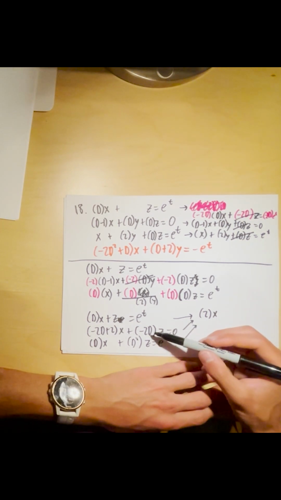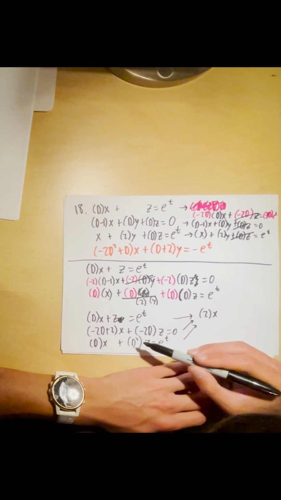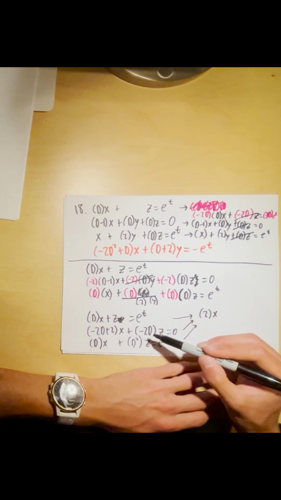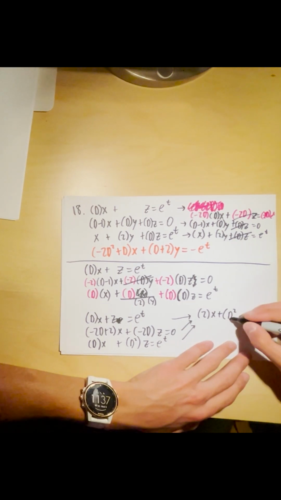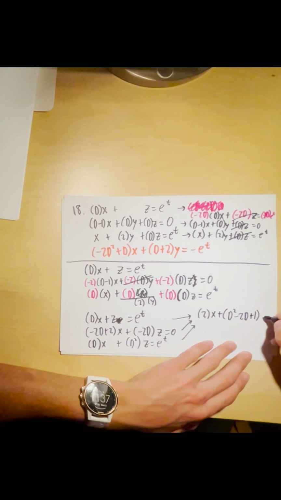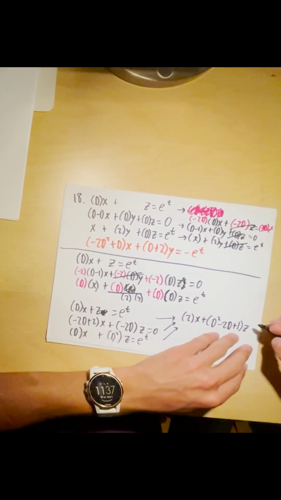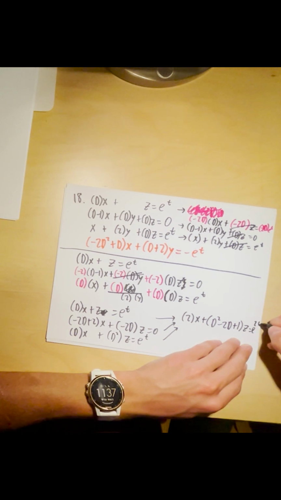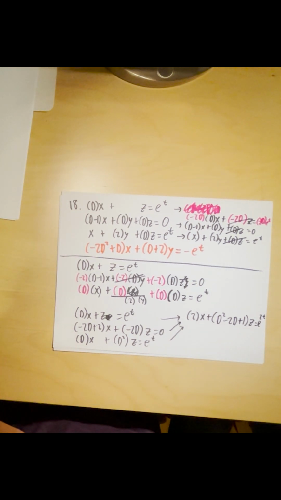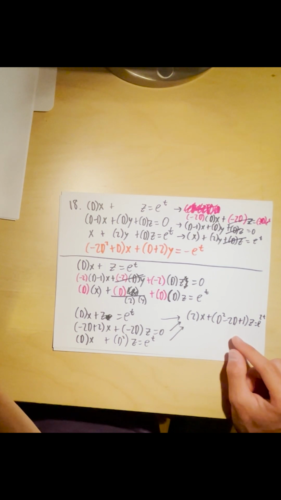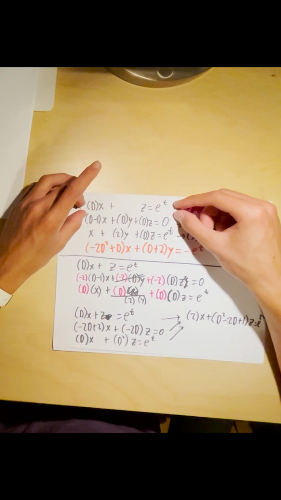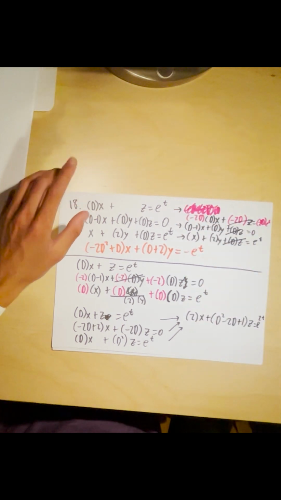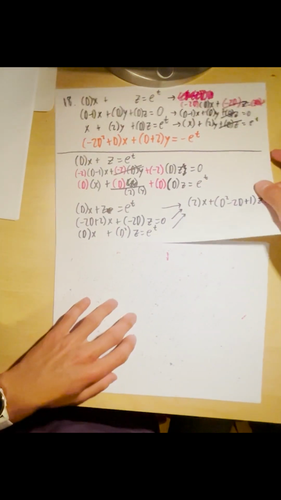However, we have a d squared here, negative 2d here, and a 1 in front of each z. So when we combine those, we get d squared minus 2d plus 1 z. When we combine the e to the t's, we get e to the 2t. Now this equation's a little more useful. There's a few ways we can do this, but we can combine it with this one to eliminate an x or a z, depending on where we want to go with this.